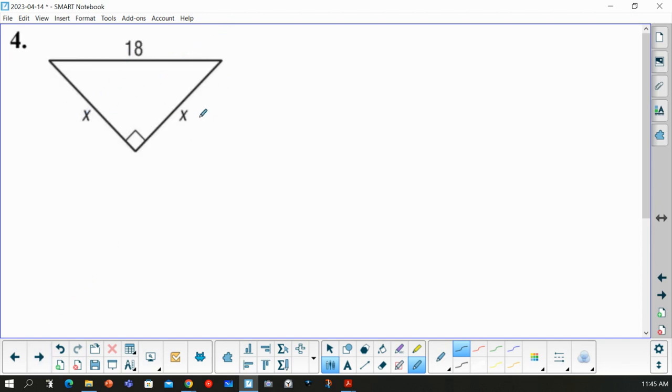For this one, I'm going to find both of these. It doesn't matter, they're the same. Well, if this is the hypotenuse and this is a leg, the fact that they're the same tells me that it's a 45, 45, 90. So if I have the hypotenuse trying to find the leg, the formula is leg equals hypotenuse divided by square root 2. So the leg, x, equals the hypotenuse, 18, divided by the square root of 2.